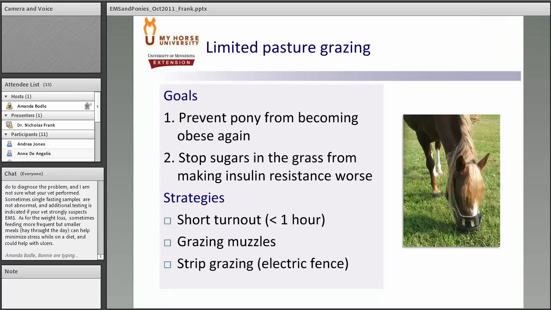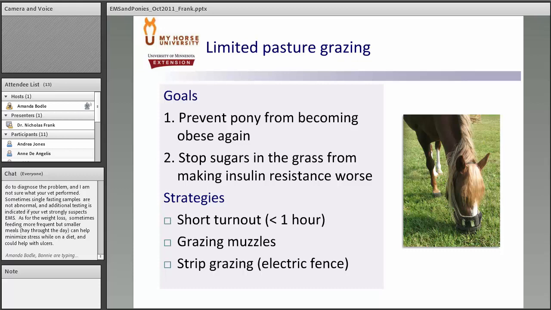So our goals then, as we put the animal back on pasture, is to allow it to have that freedom to go back out with the herd, but to prevent it from becoming obese again, and also to be careful of the amount of sugars this animal is going to be exposed to. So the strategies then for controlling the caloric intake would be to limit the amount of time the animal goes out on pasture, and certainly initially you would only turn out for an hour at a time to be able to see how the animal is doing with that and gradually transition back.